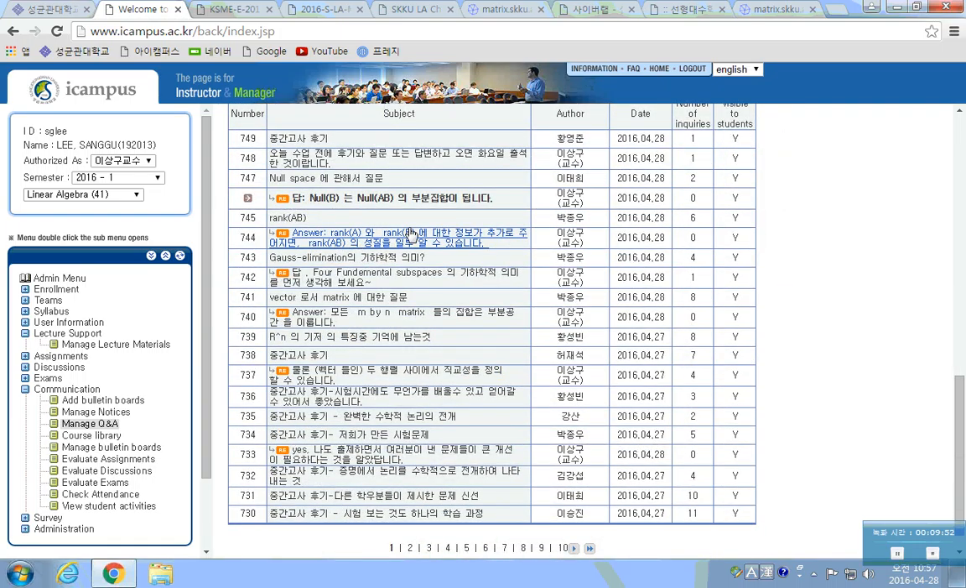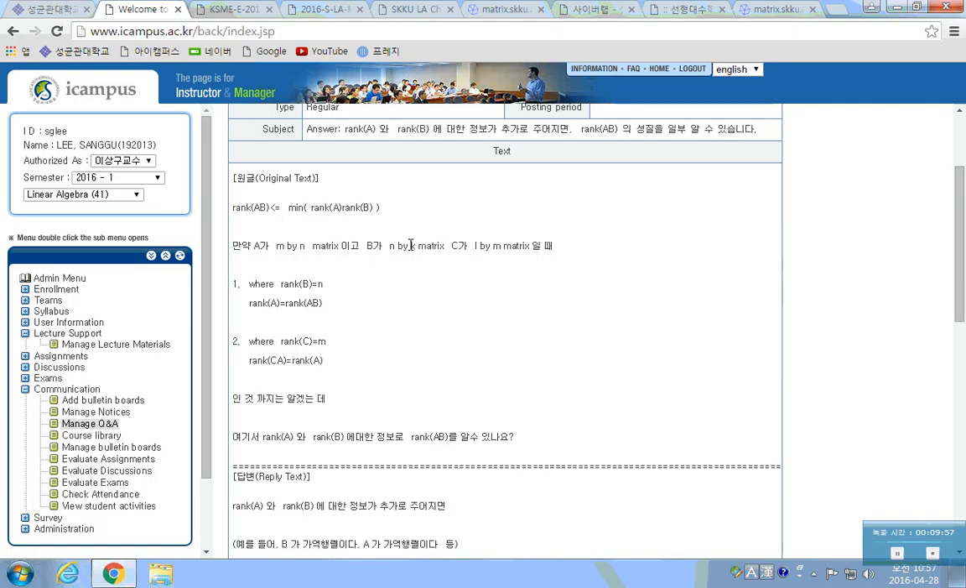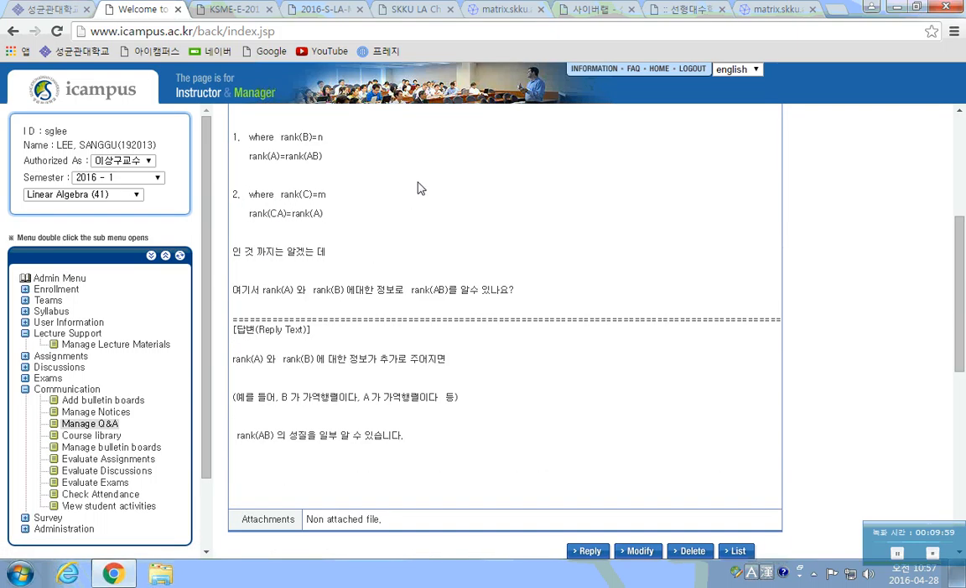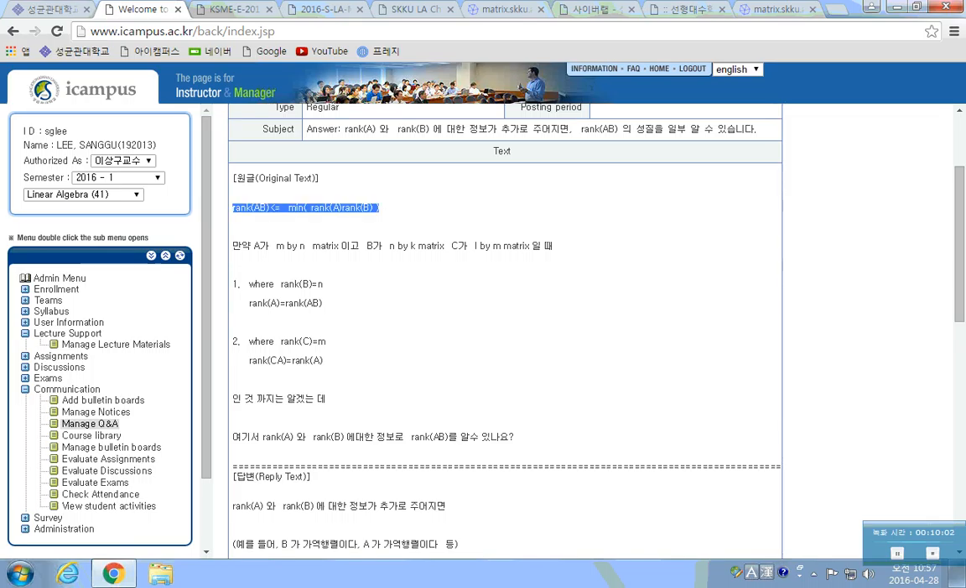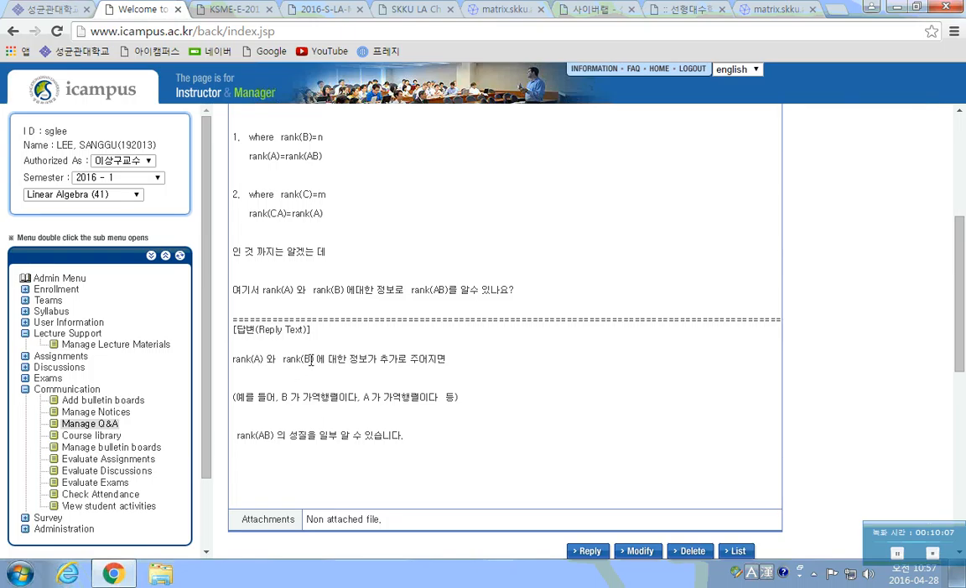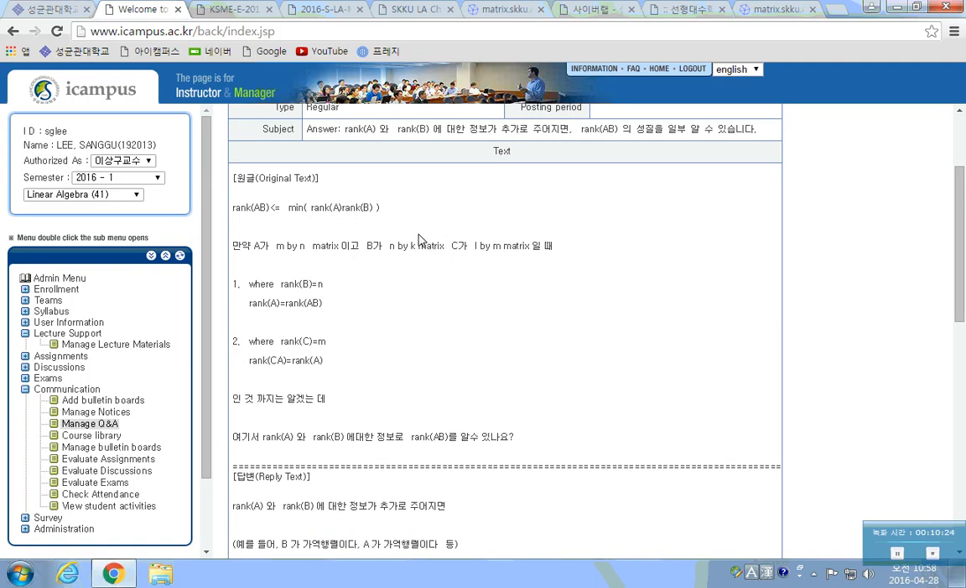Okay. And Mr. Park Jong-woo, you made a question on these inequalities here. Your question was, if we have some information on these two, one of these or both, then clearly we can tell some properties of the rank of AB. But without it, it doesn't tell us much.